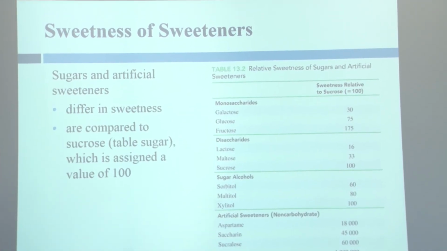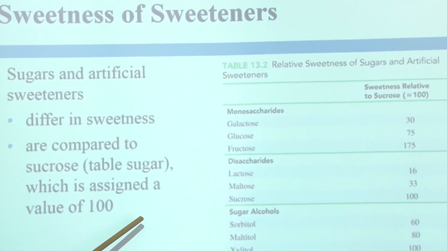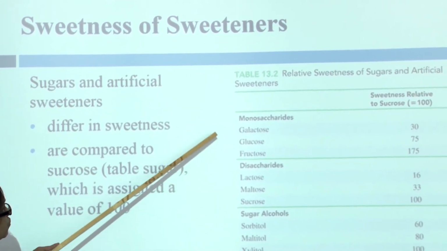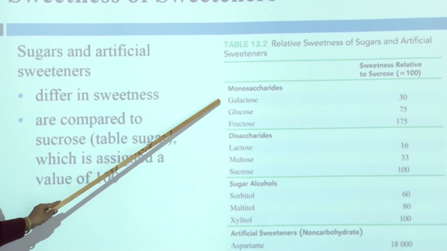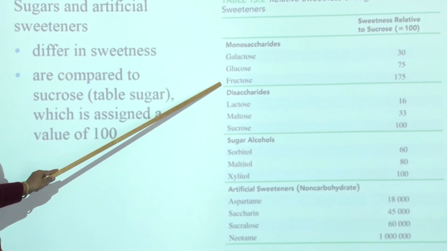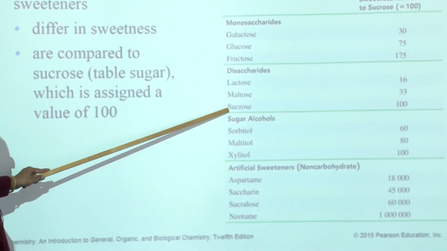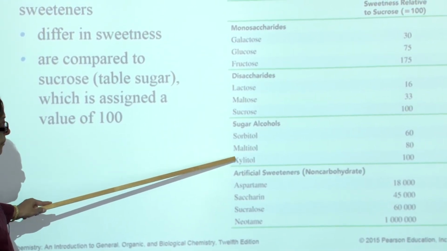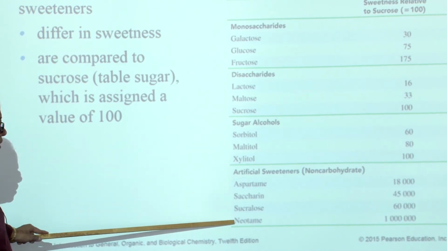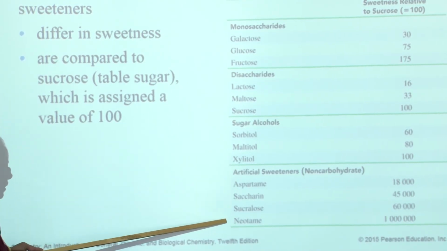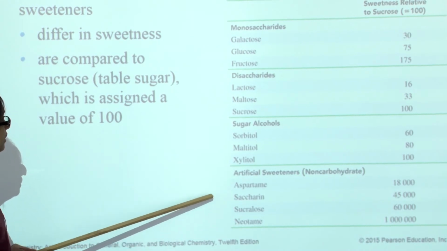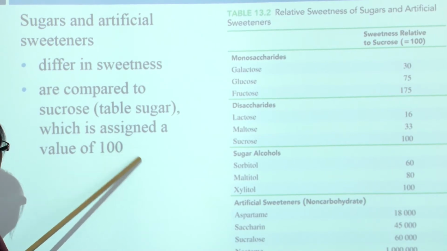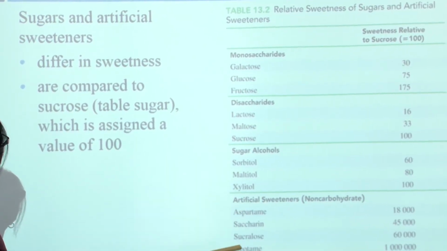And these are artificial sweeteners, and you can see the relative sweetness of sugars and artificial sweeteners compared to sucrose. If sucrose is 100, galactose, fructose, you can see it's very sweet, lactose, maltose, sorbitol, mannitol, these are the sugar alcohols. And these are the artificial sweeteners, the non-carbohydrate sweeteners: aspartame, saccharin, and sucralose, and all of these are compared to sucrose.